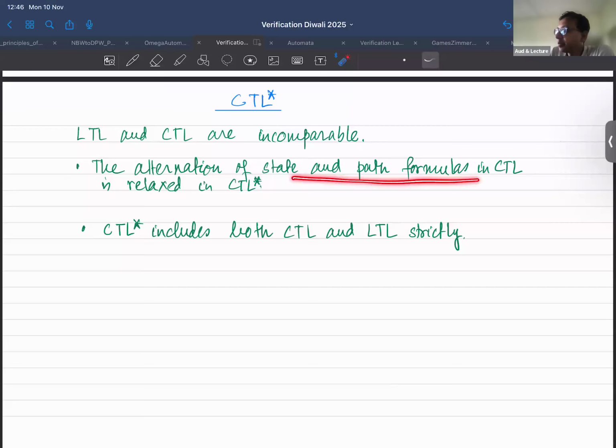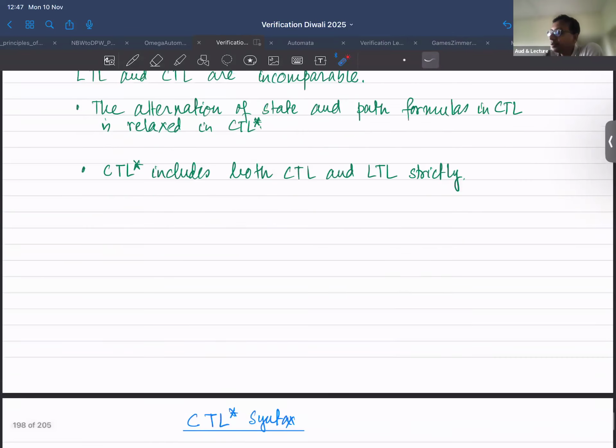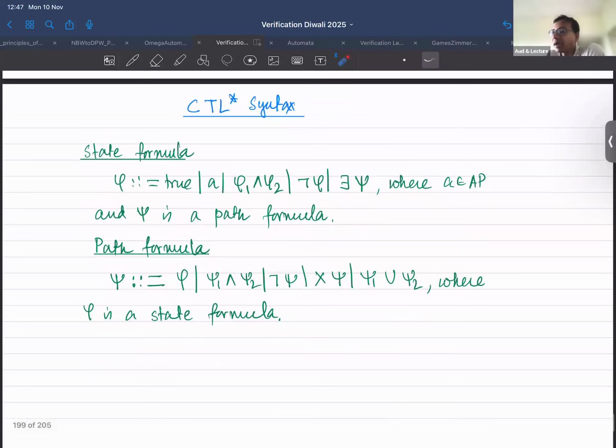There the alternation of state and path formulas in CTL is relaxed in CTL star. So CTL star includes both CTL and LTL strictly, in fact. So let's look at the CTL star syntax. The state formula here looks like just your CTL, right? You have phi1 and phi2, negation of phi, exists psi. So this is in the ENF, right? In the ENF form, exists psi. You can also have for all psi expressed using the exists formula.